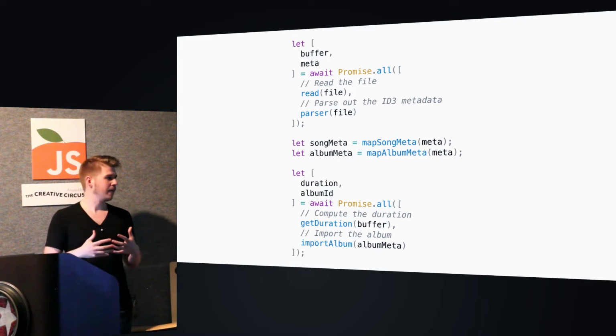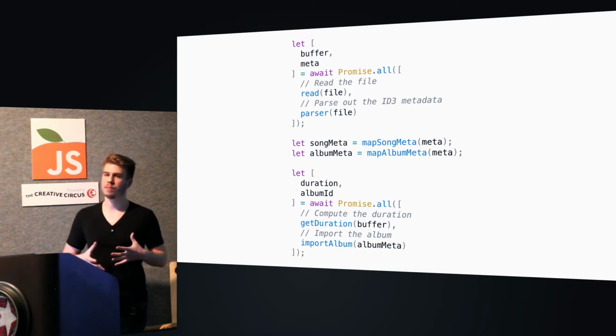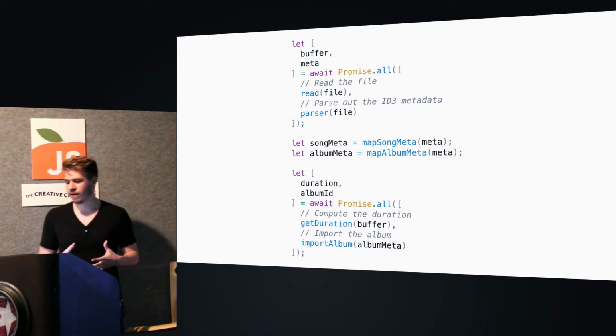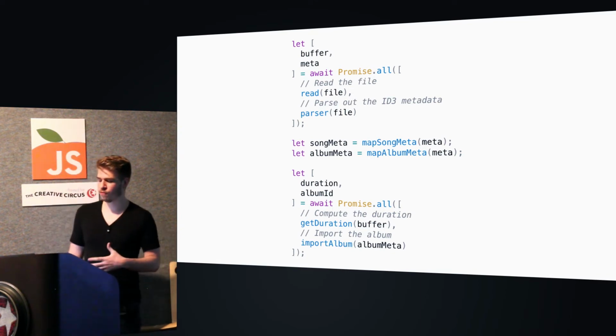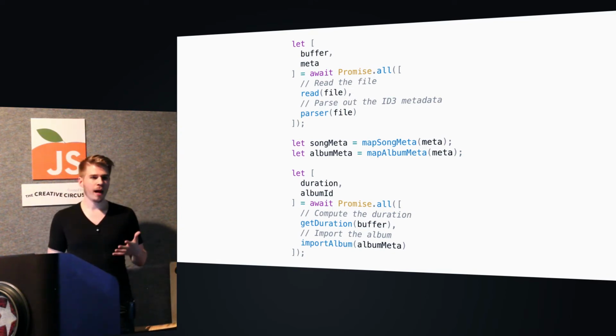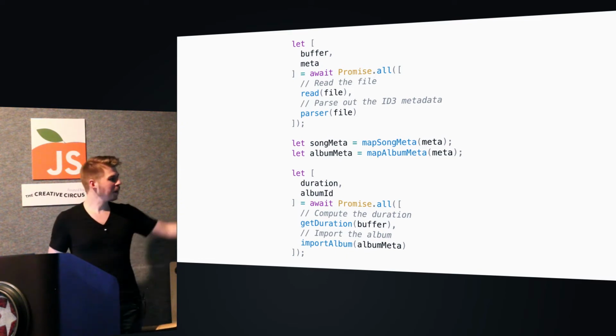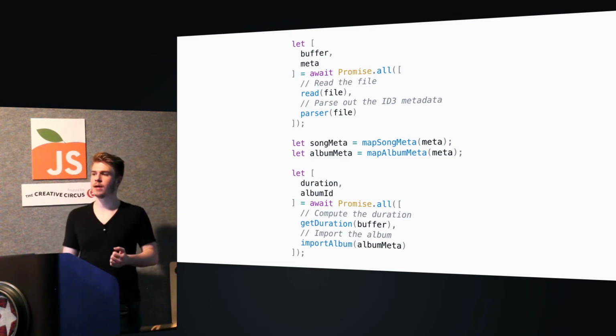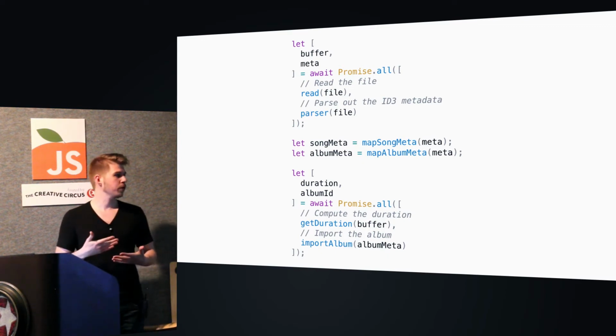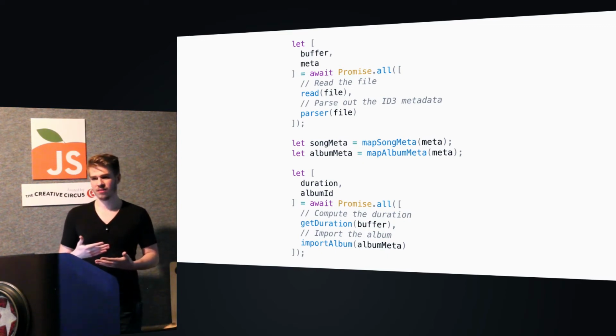If you spend a little bit more time trying to come up with an optimal way to break up your code into concurrent chunks, you would find that if the file reader finishes before the parser, the import album function could actually begin executing immediately. In other words, despite us trying to optimize for concurrency here by allowing tasks to run in parallel, we picked suboptimal groups of tasks to run in parallel.